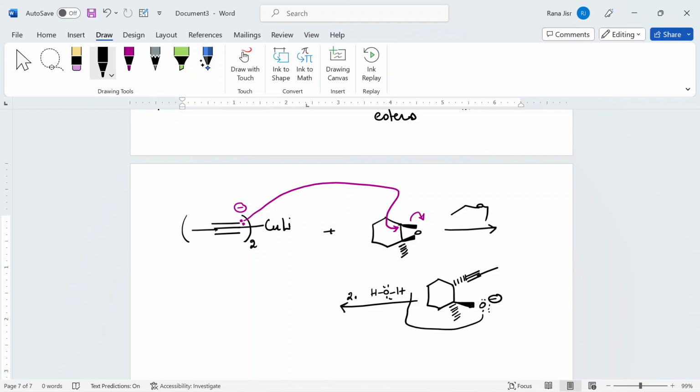You are going to end up having an OH in your product. The OH and the R of the Gilman need to be trans with respect to each other. So this is your stereochemistry in here. These two have to be trans with respect to each other. There are more problems in the problem set, so please practice them.